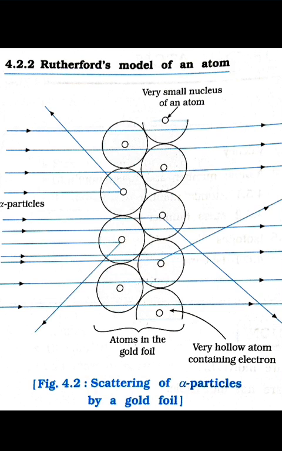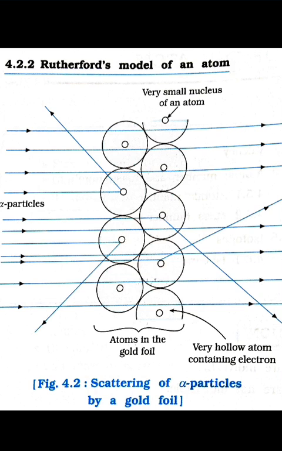Second observation, some of the alpha particles were deflected by the foil by small angles. See the figure, some acute angles or small angles, we can see they are the deflections made by some of the alpha radiations.